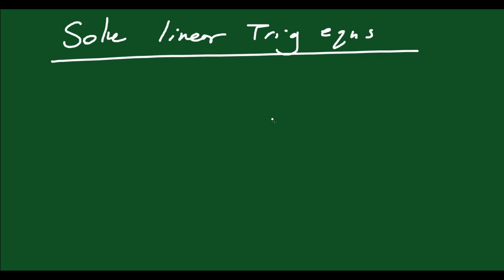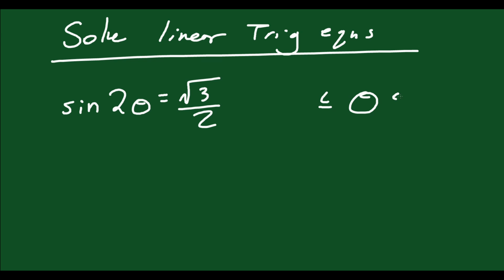Okay, let's try to solve some linear trig equations. Let me show you what I mean. Let's say you have sine of 2 theta is equal to root 3 over 2. How can I solve for theta in this case? And let's say we're told that theta is defined strictly to be between 0 and 2 pi.